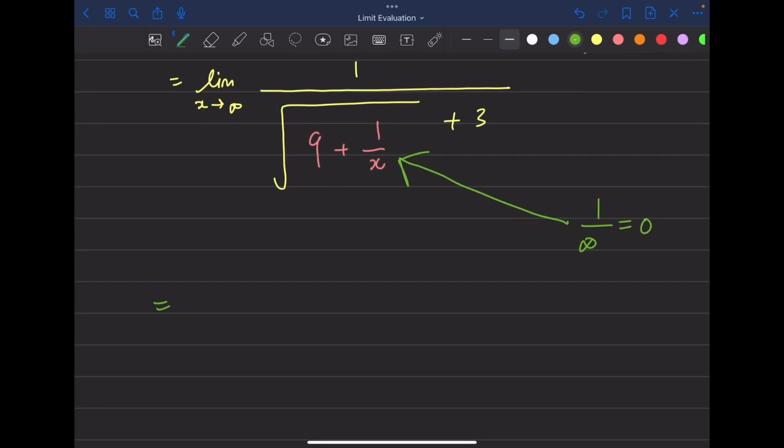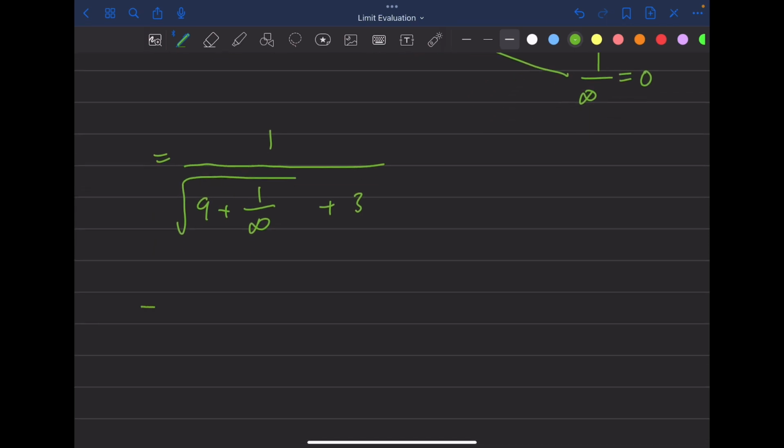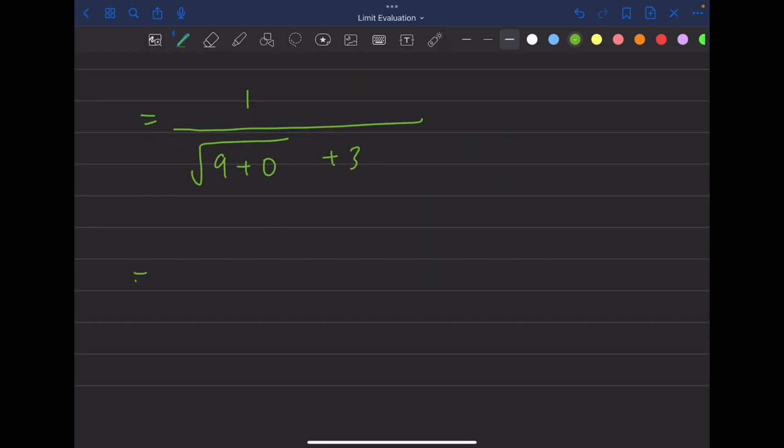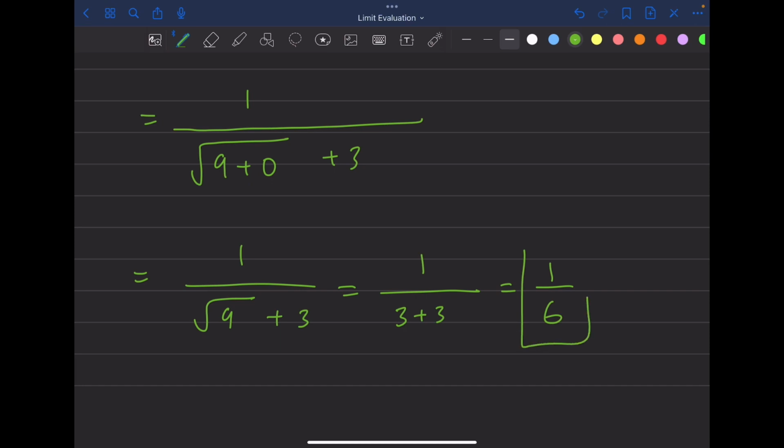So now let's actually evaluate this. I'm not even going to write limit. So this would be 1 over the square root of 9 plus 1 over infinity, and then plus 3. This would give you 1 over, once again, the square root of 9 plus 0. I'm going to rewrite it down, actually. This is 9 plus 0, and then plus 3. Then from here, it's super simple. This will give you the square root of 9 plus 3 like this. And then this is also equal to 1 over 3 plus 3, which is equal to 1 over 6. And we are done. This is a good answer.